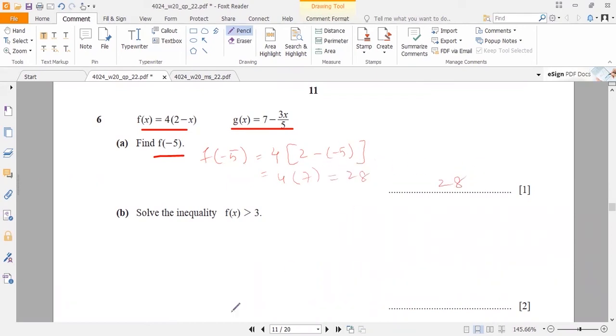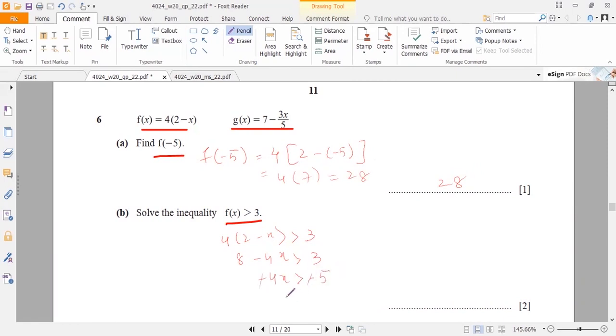Okay, now come to part B. f(x) is greater than 3. So function f(x) is 4(2 - x) greater than 3. 4 times 2 is 8, 8 minus 4x greater than 3. Now if we move 8 toward the right side, it will become 3 minus 8, which will be minus 5.